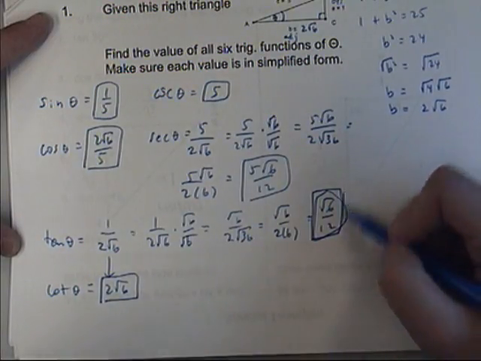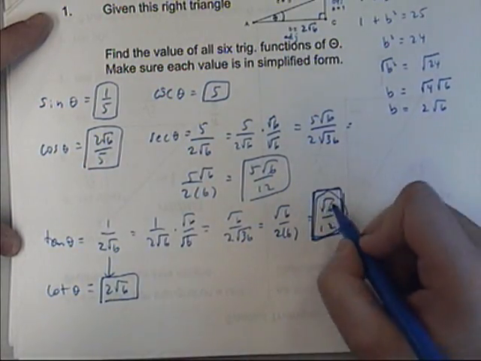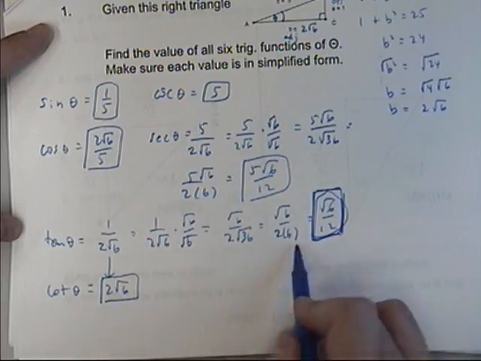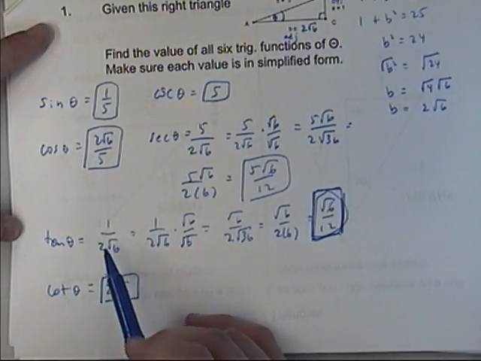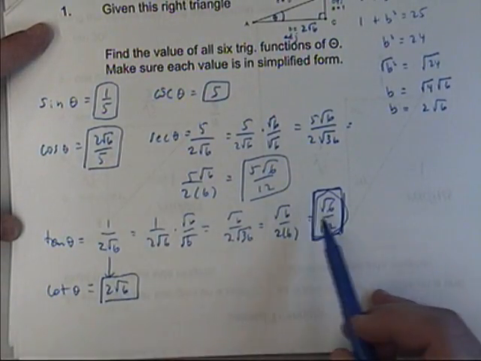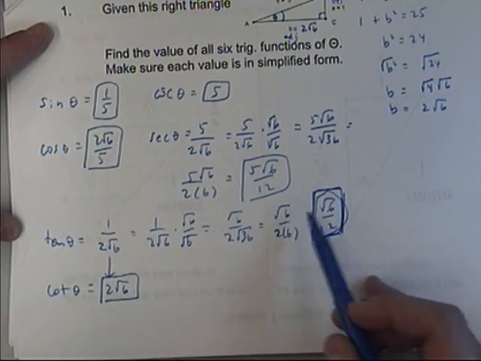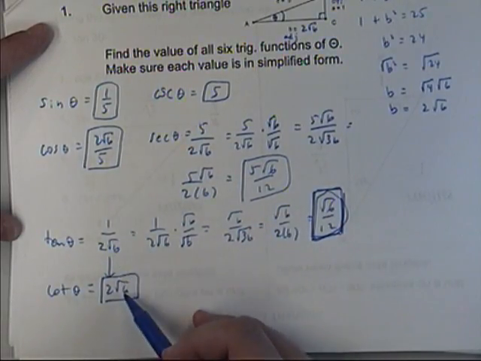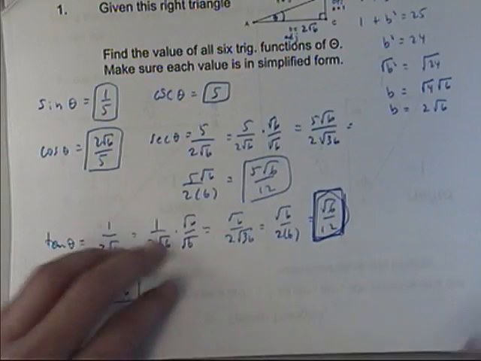If I reciprocated this one, I would have to do all sorts of work to get the radical back out of the denominator, all this kind of stuff. Okay, so be advised, you can choose which version of the reciprocal value that you already have to reciprocate so that you have something that's easier to work with.